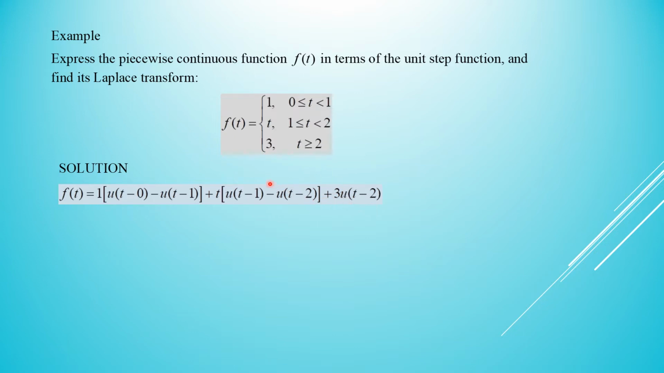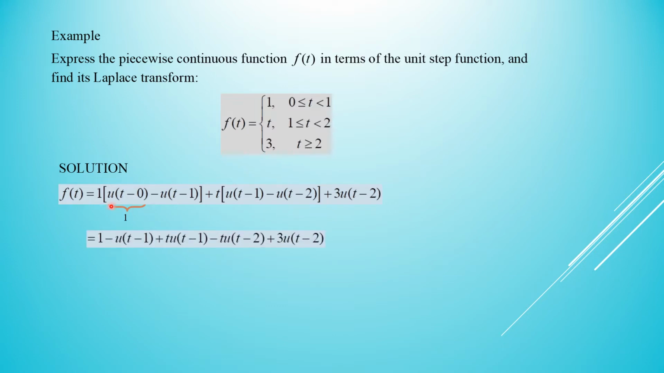Okay, so this function f of t from piecewise form has now been expressed in a single form by using the unit step function. Now our next task is to find its Laplace transform, but before we can do that, we need to simplify this expression first. Now we know that u(t minus 0) by definition is equal to 1. Alright, so now let us expand this expression, open up the bracket.